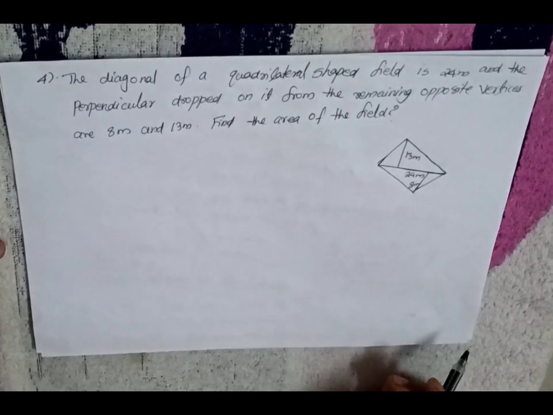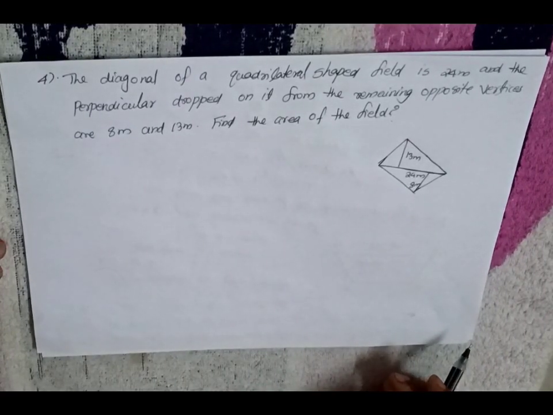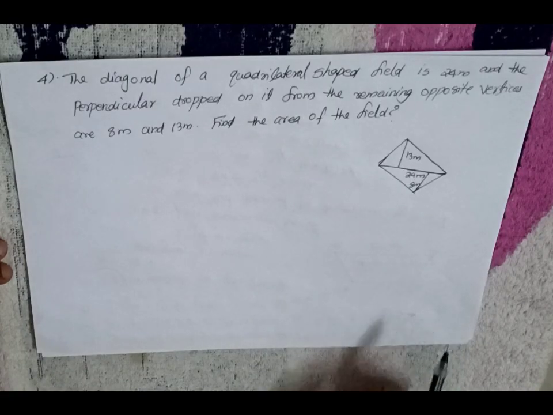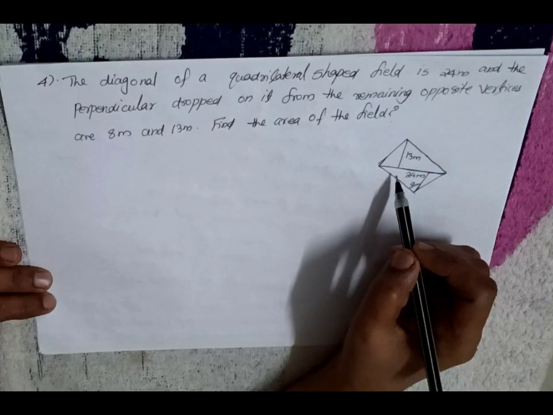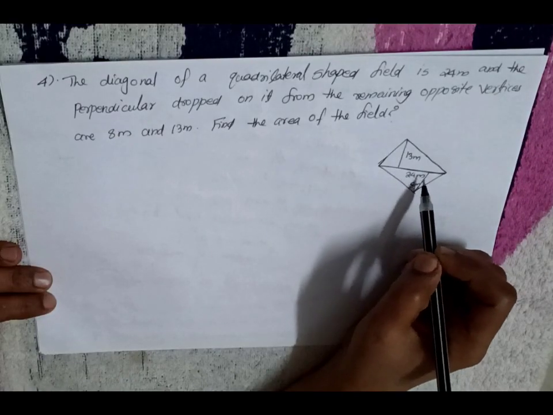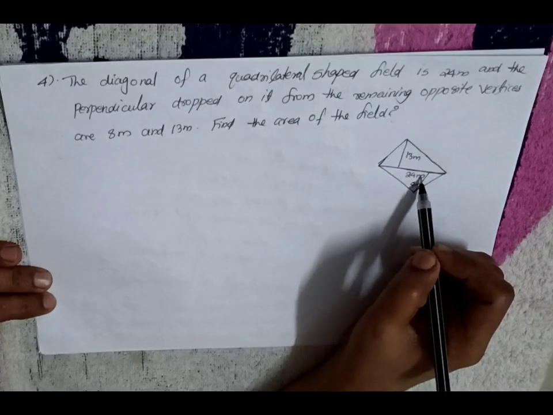Fourth question. The diagonal of a quadrilateral shaped field is 24 meter and the perpendiculars dropped on it from the remaining opposite vertices are 8 meter and 13 meter. Find the area of the field. Here a quadrilateral shaped field is given. The diagonal of this quadrilateral figure is 24 meter. One diagonal is given, it is 24 meter.